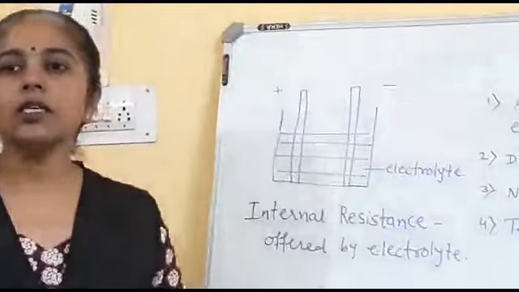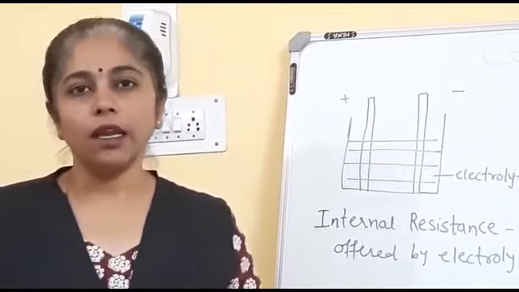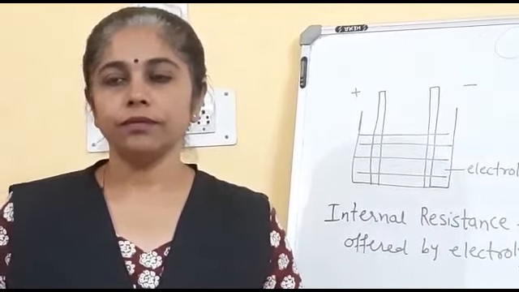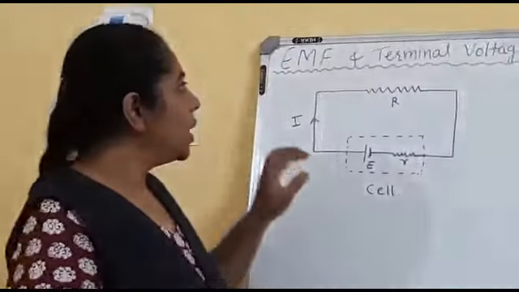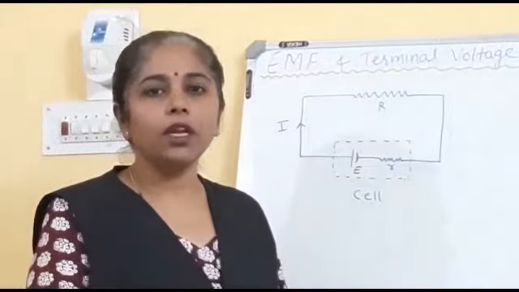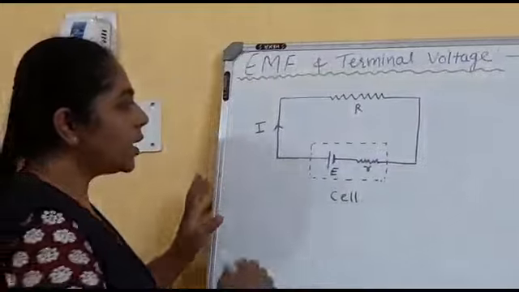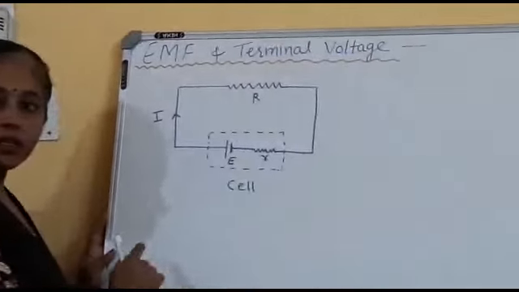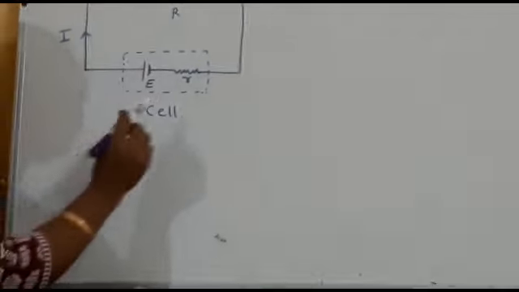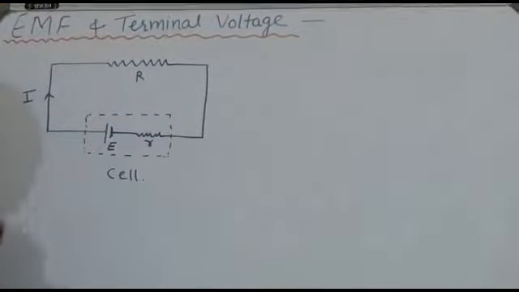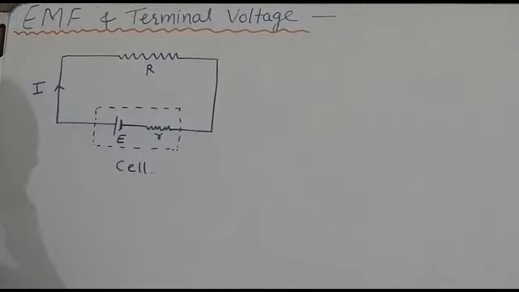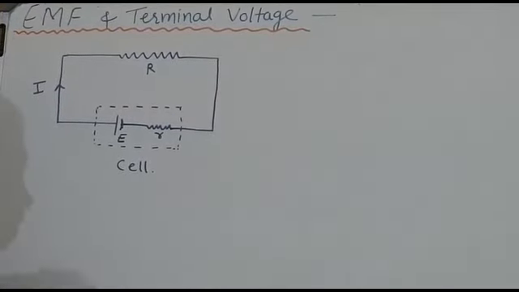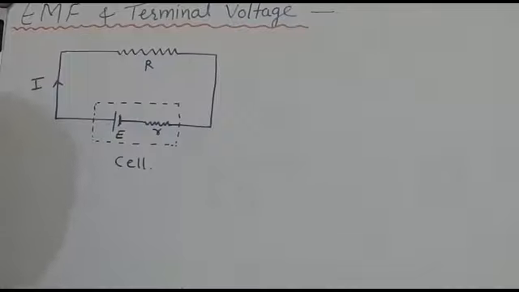Now we will discuss the EMF of the cell. Now EMF and the terminal voltage. Now see, here one cell is given. As I told, every cell offers the internal resistance that is shown here with small r. And this cell is connected with the external circuit. Its resistance is R.